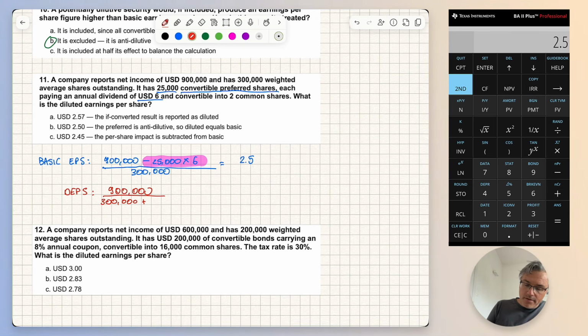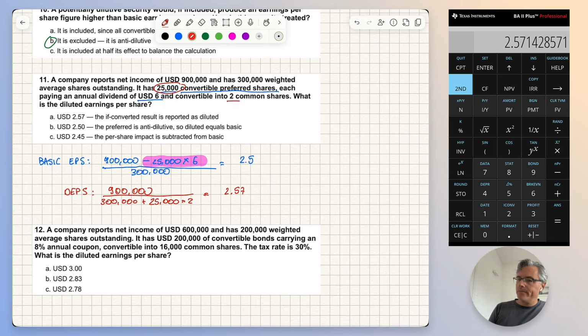Each of these 25,000 convertible shares was supposed to convert into 2 common shares. So I'm adding 25,000 times 2. And effectively, we've got 900,000 divided by 350,000. Okay, and that gives a number of 2.57.